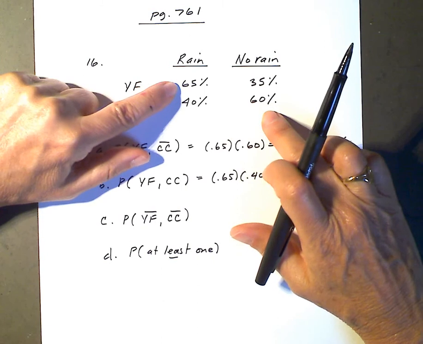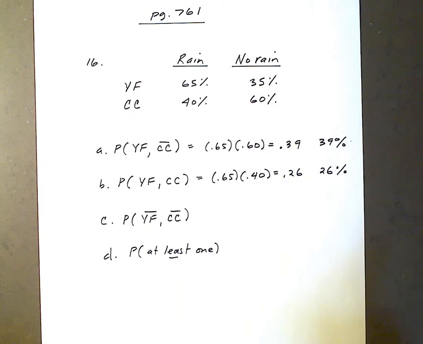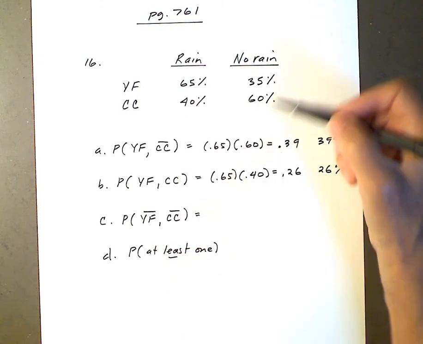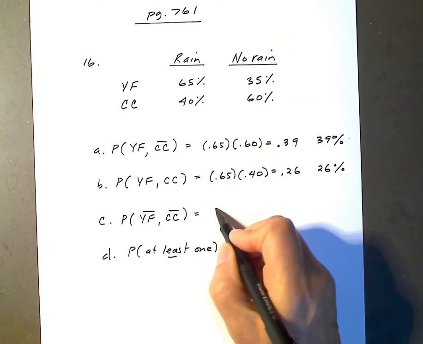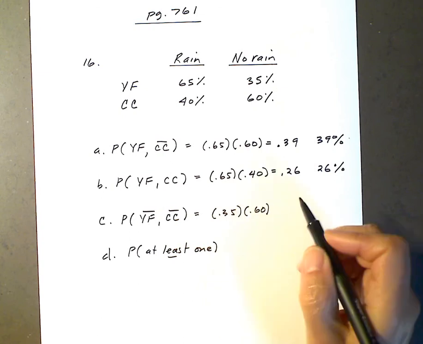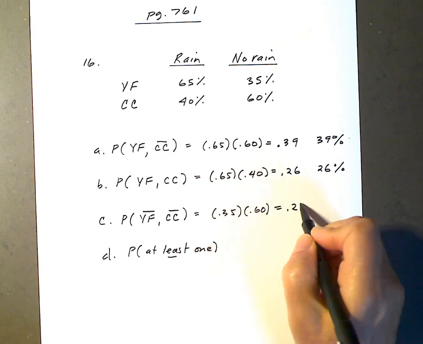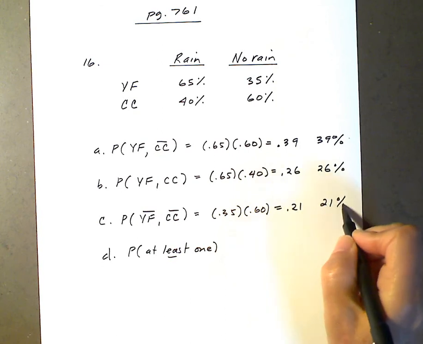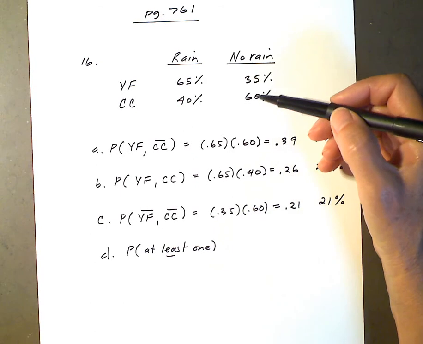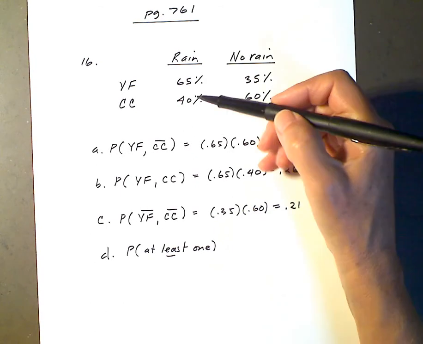Okay, then the probability that it won't rain in either, not in Yellow Falls, not in Copper Creek, is the product of these two. So that's 35% of 60%, which is 21%. So, yeah, it's slightly less than it will rain in both.